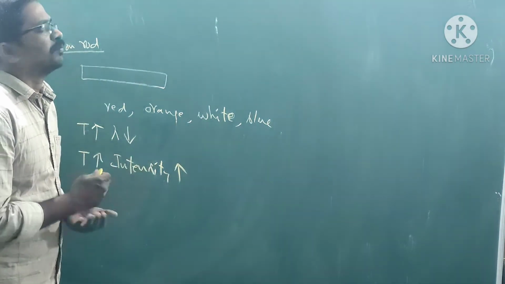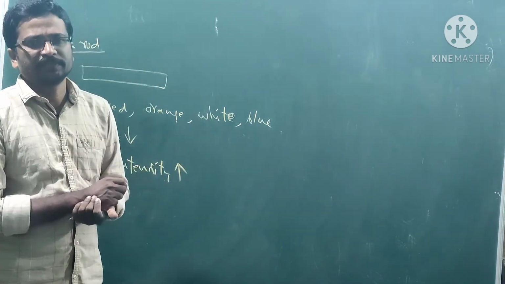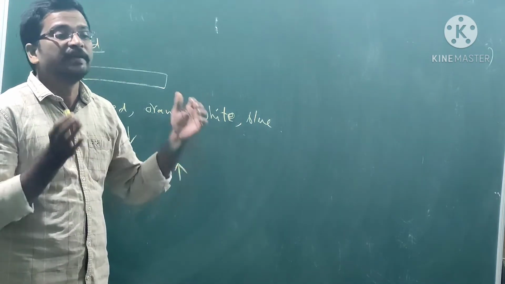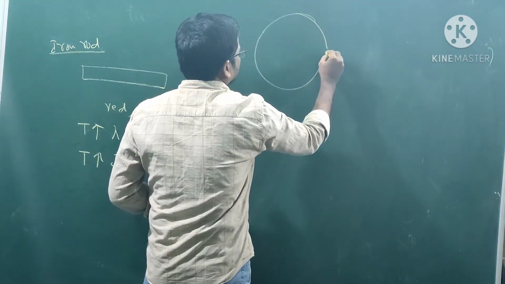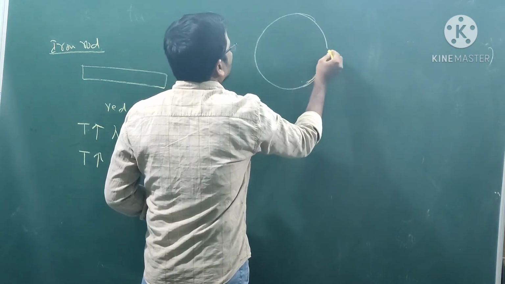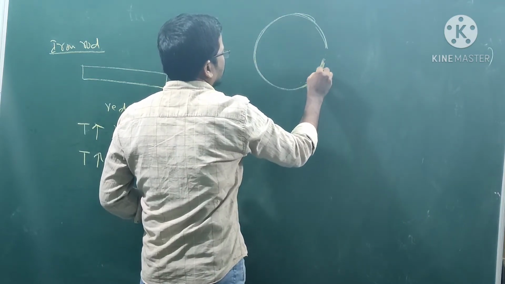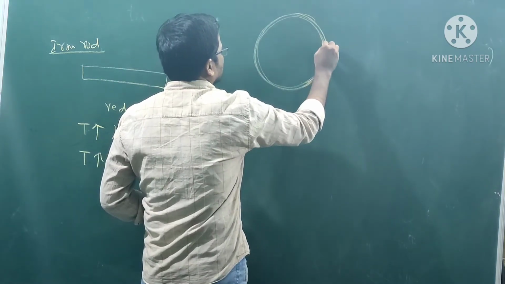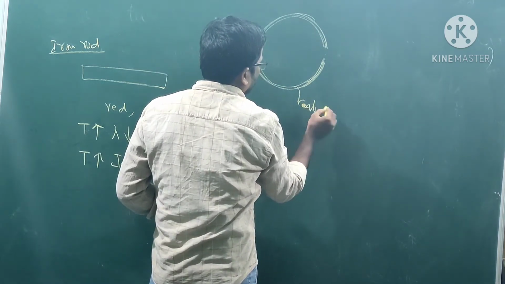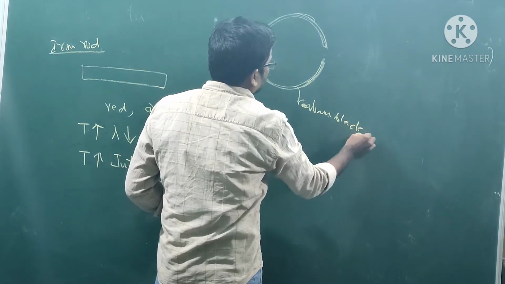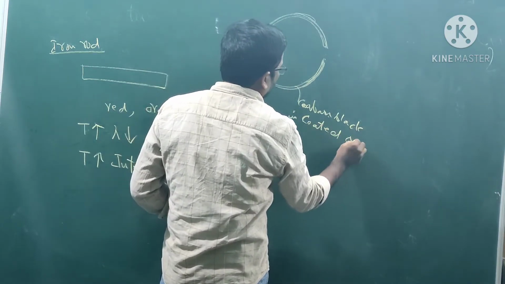Next, what does black body mean? A black body is an imaginary concept. A black body does not exist; it is an imaginary concept. I may write it like this: a black body is a platinum metal, take it as a platinum metal, coated with carbon black. Carbon, C-A-R-B-O-N, black is coated, C-O-A-T-E-D, on platinum.